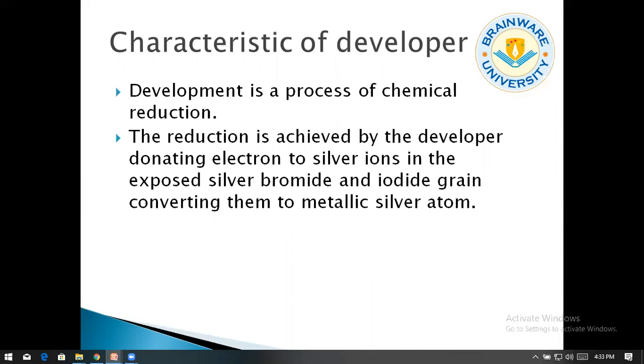It basically converts the invisible image or latent image into a visible image by a few chemical processes. So development exerts a significant effect on the photographic quality of a radiograph. Here you can see the reduction of chemical solution is the process of the developer. The reduction is achieved by the developer donating electrons to silver ions in the exposed silver bromide and iodide grains, converting them into metallic silver atoms. So basically, the silver ion is converted to metallic silver atom to produce a visible image.